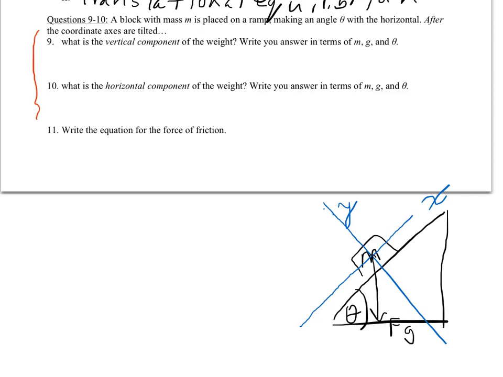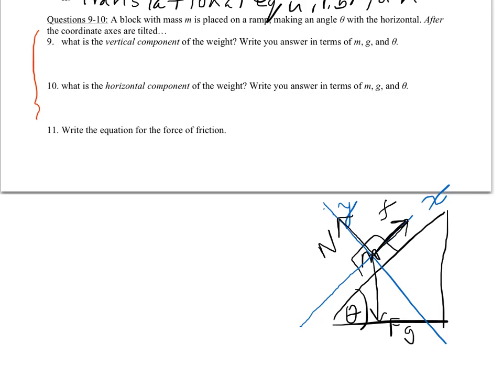We've got a normal force at a right angle to the ramp. And we've got a force of friction parallel to the ramp, going against the way the block would want to move. So if the block were to move, it would slide down the ramp. Friction opposes motion, so it points up the ramp.